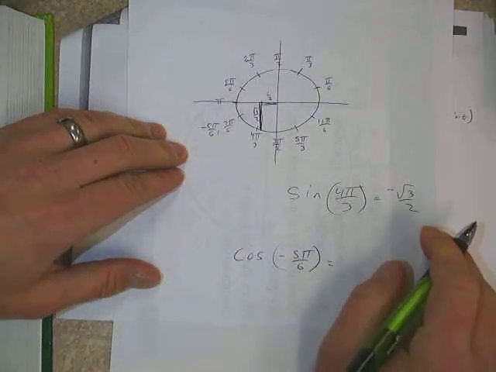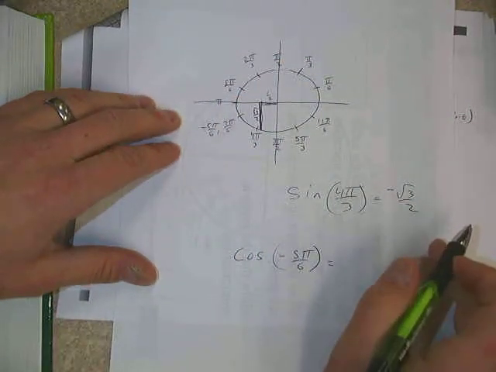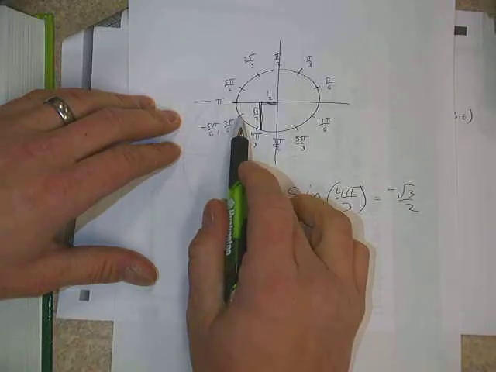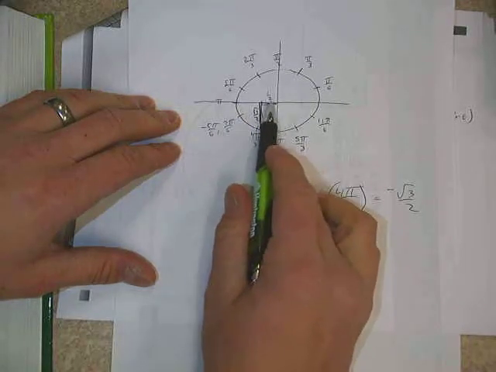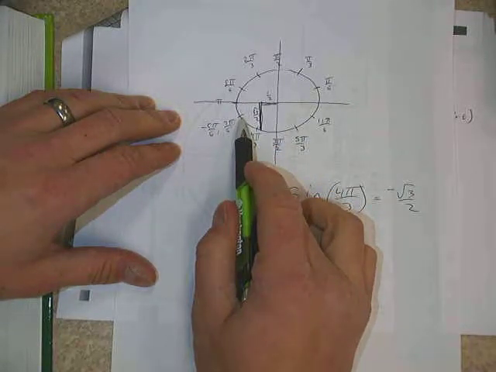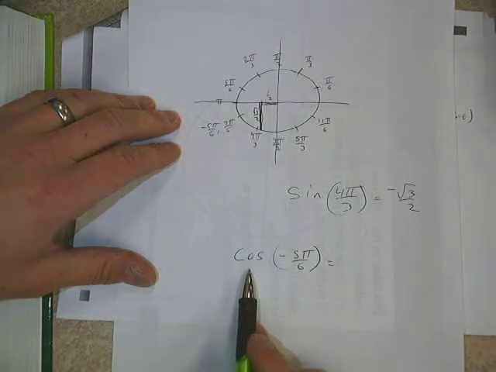So we're at negative pi over 6, negative 2 pi over 6, negative 3 pi over 6, negative 4 pi over 6, negative 5 pi over 6. So we're right here. This is not only 7 pi over 6, but it's negative 5 pi over 6 also. Those two are coterminal.